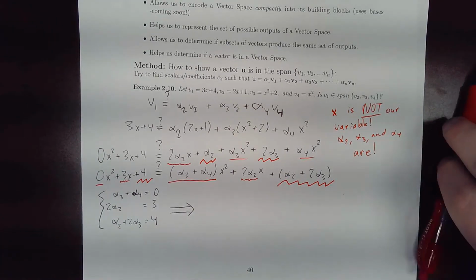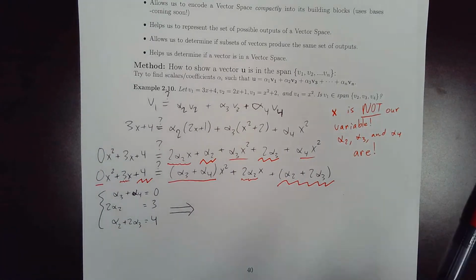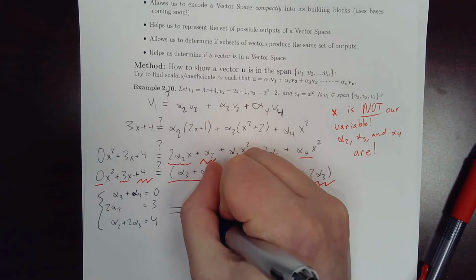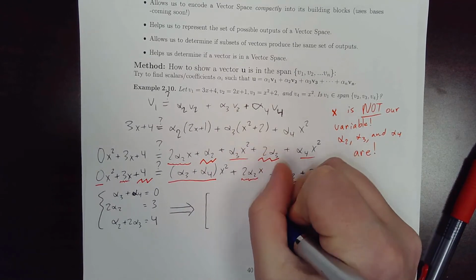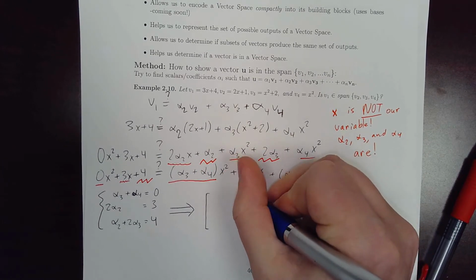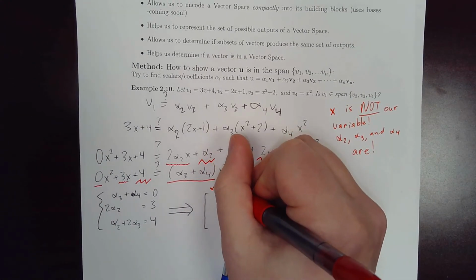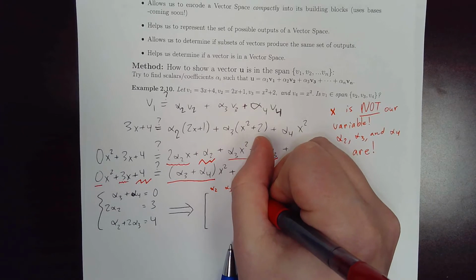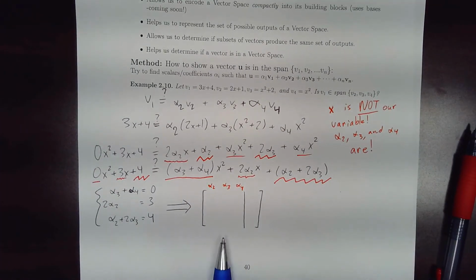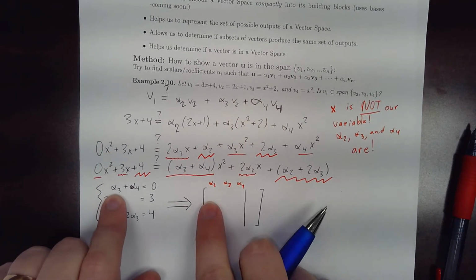Now remember, the rows of your matrix are going to be your equations, and the columns are going to represent the coefficients of your variables. So we have here an alpha 2 column, an alpha 3 column, and an alpha 4 column. So let's go ahead and read this first equation.